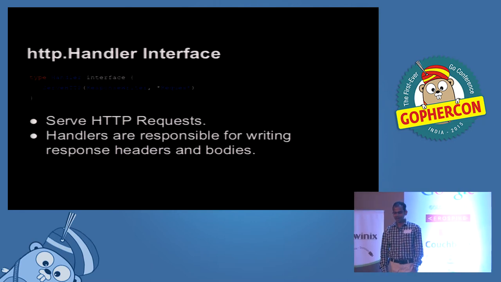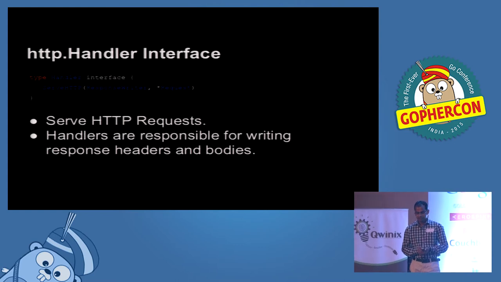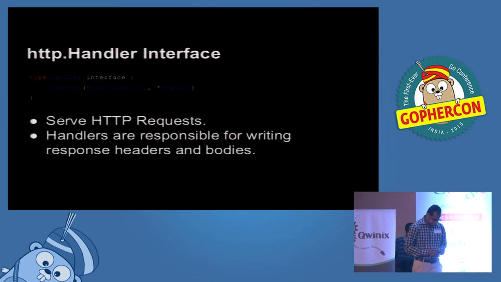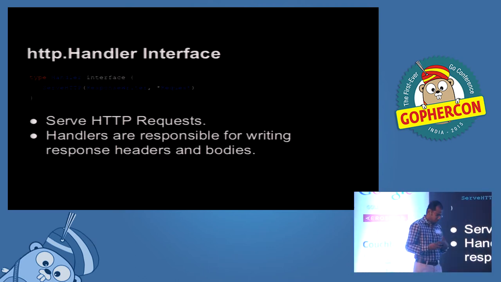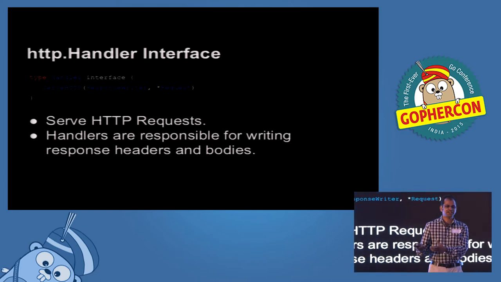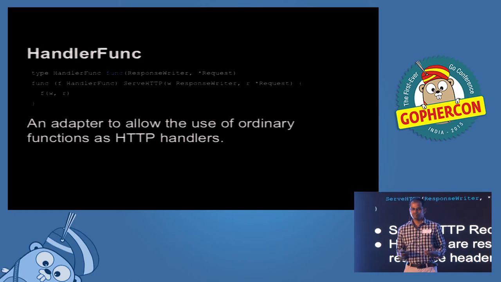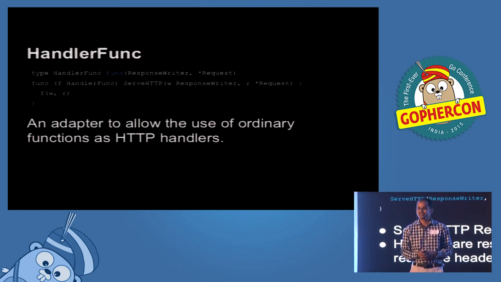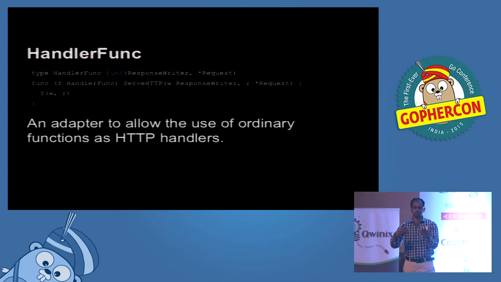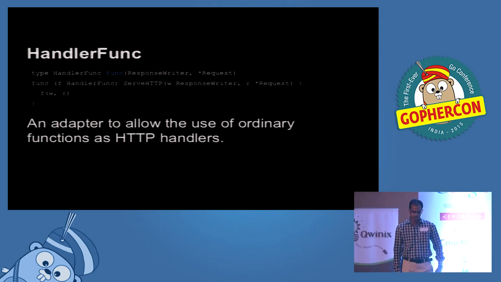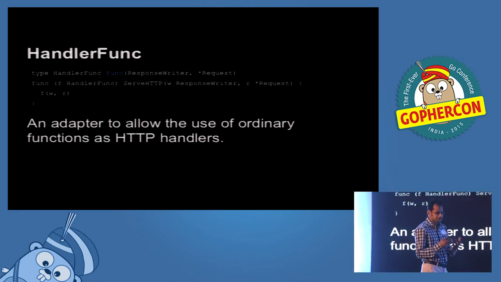This is the HTTP Handler interface, which provides a method ServeHTTP that is responsible for serving HTTP requests. In Go, there is a lot of extensibility through its interface. This http.Handler is an interface, so the good thing is any object in Go can be an HTTP handler. You just provide the implementation specified in the Handler interface. So it's really cool. Any object can serve as an HTTP handler, responsible for the response headers and bodies.